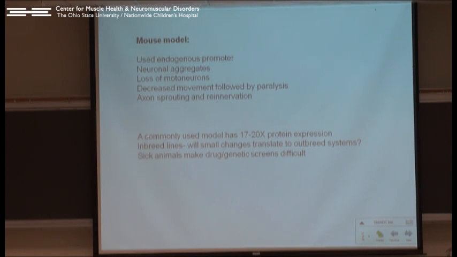As was mentioned earlier, a commonly used model, the G93A mice, has about 17 to 20-fold protein expression, which is really high. They're inbred lines, so again, the question is whether small changes will translate to outbred systems. And sick animals make drug and genetic screens very difficult for mouse. Doing large-scale drug screens is really not very feasible in this mouse model.